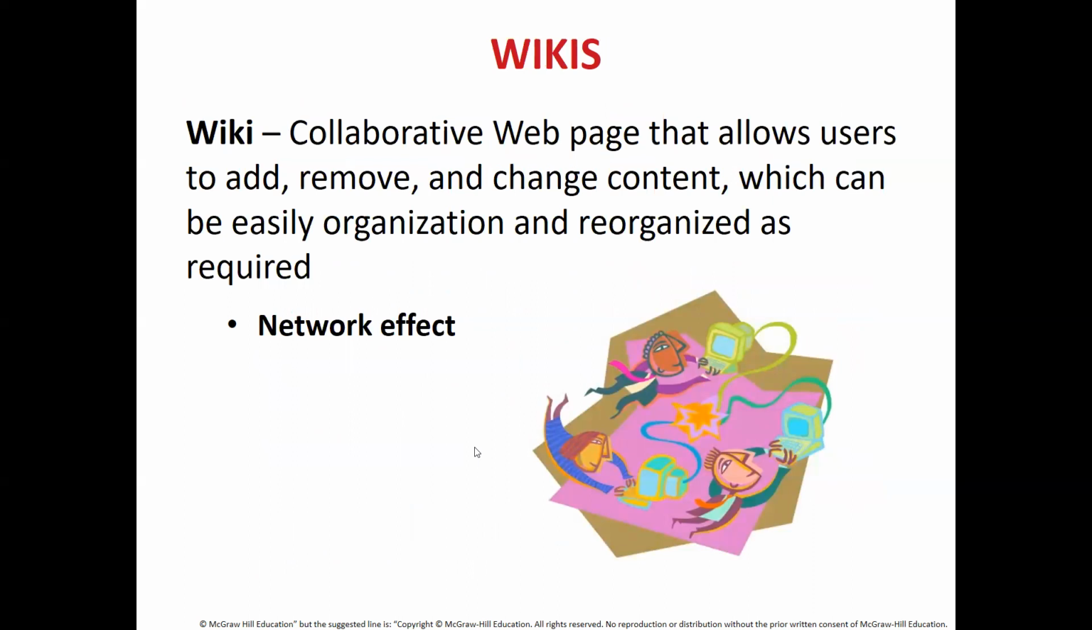And then we have wikis, okay, a collaborative web page that allows users to add, remove, and change content, which can easily organize and reorganize as required. So you have a network effect on wikis. Network effect is basically how the value of a product increases as the number of users increases. Now, here's the thing. You create a wiki about something. That means you create content about something. So as the number of users who have viewed that content increases, the product becomes more and more famous.